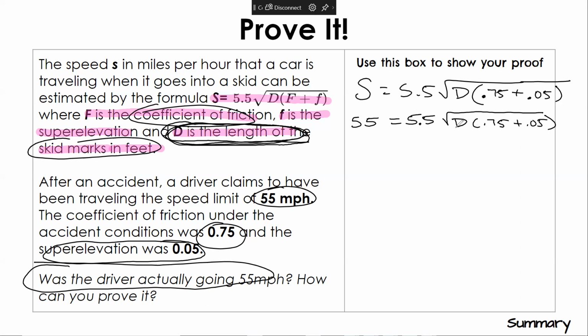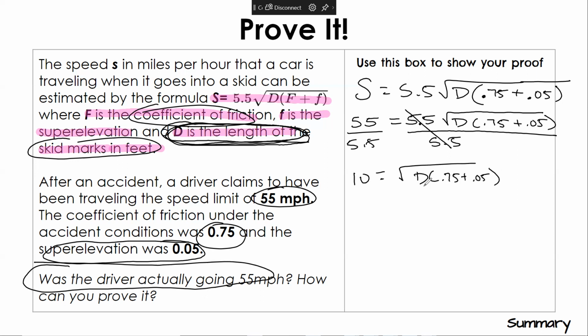So we want to get d by itself. It's attached to this 5.5, so we're going to divide by 5.5 on both sides. When we take 55 and divide it by 5.5, we're going to get 10. And now we still want d by itself, but it's underneath the square root. So we're going to square both sides. 10 squared is going to give us 100. And then we have d.